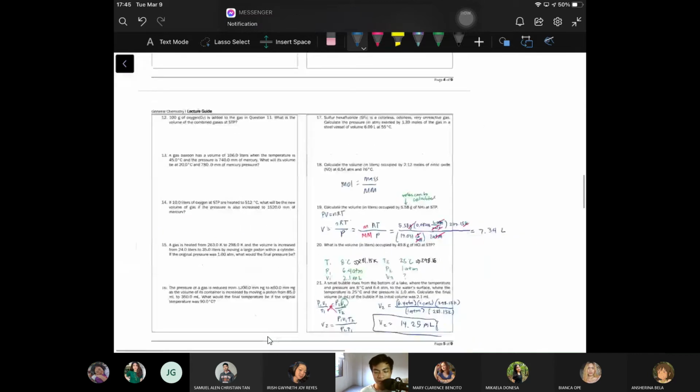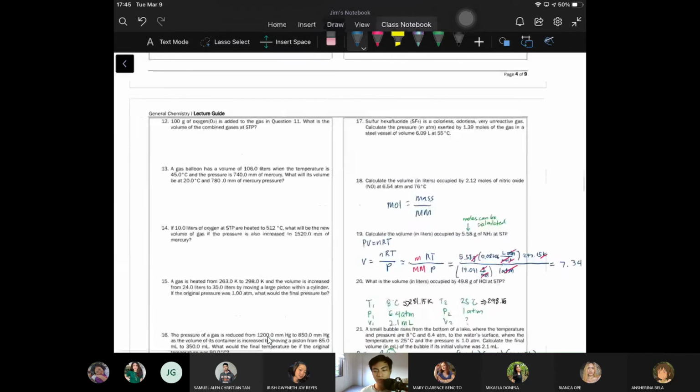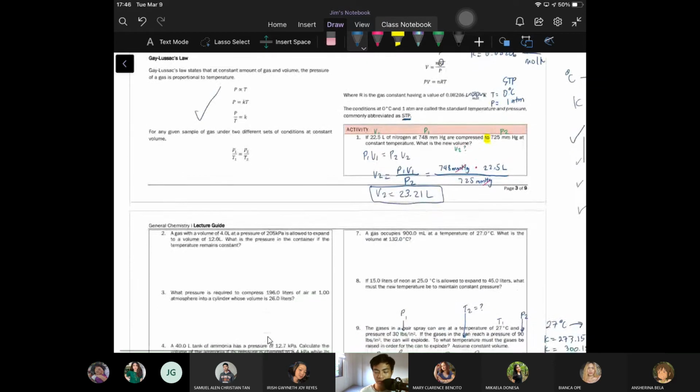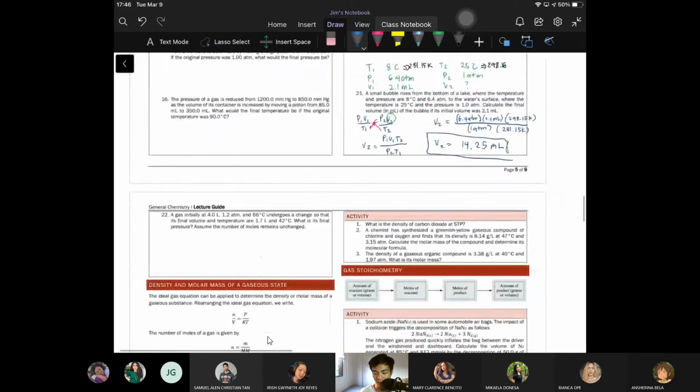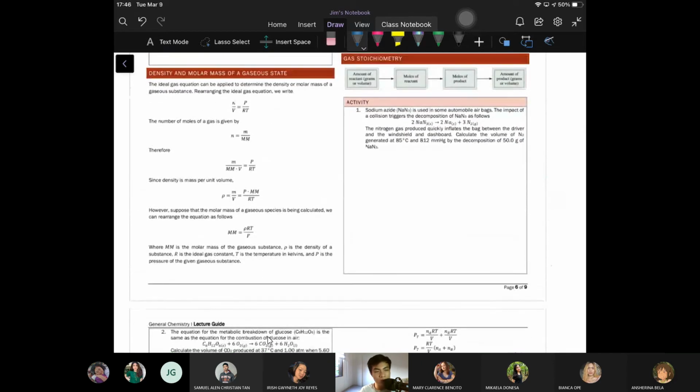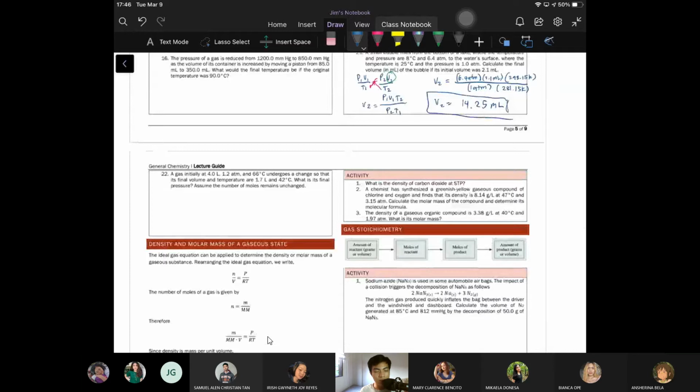I will give a copy of this lecture guide para makapag-practice kayo. Answer nyo na lang itong nasa pages 3 to 6, no? However, yung ibang items dito, wag nyo nasagutan. Okay? Kasi, hindi naman sila covered sa discussion talaga natin.